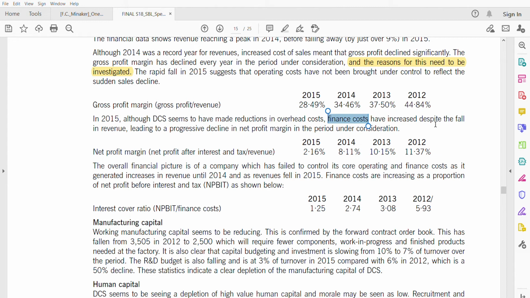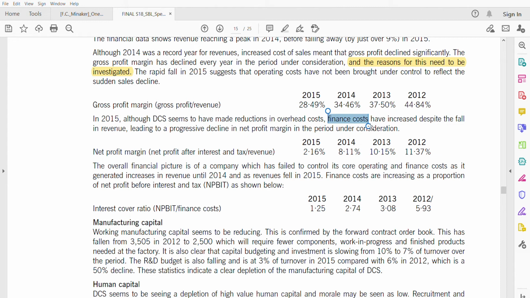So overhead cost reduced, but finance cost increased. When finance cost increased despite a fall in revenue, it's a very important thing. What are your finance costs, by the way? Your finance costs are your interest cost and interest on your loan. No matter what happens to your sales, no matter what happens to your company profit, you have to pay. That's why it's very serious that your finance cost needs to be controlled, especially in the event where your revenue is falling.